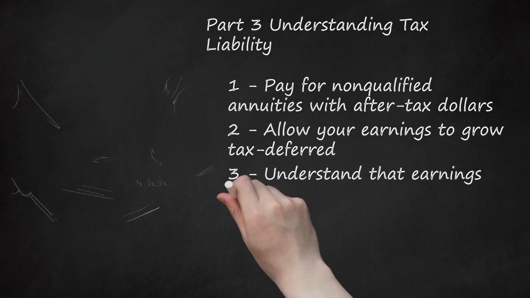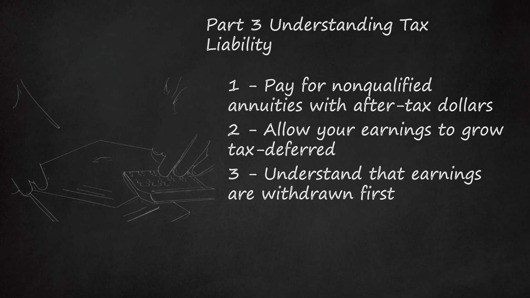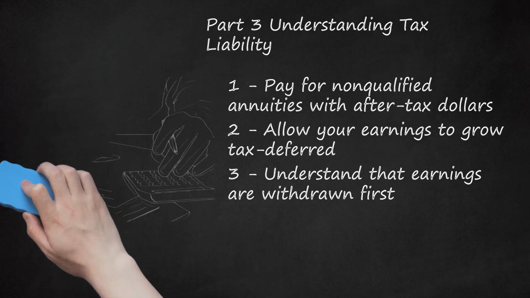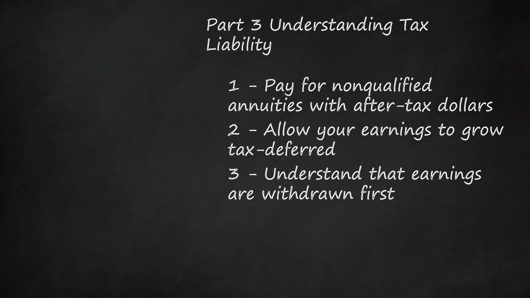3. Understand that earnings are withdrawn first. When you make a withdrawal or a payment is made to you from your annuity, the earnings will be considered to be withdrawn first. This means all withdrawals will be taxable as ordinary income until your account value reaches the amount invested. At that point, the rest of your withdrawals will not be subject to ordinary income tax because that money was already taxed before it was contributed. For example, assume you contribute $50,000 to an annuity and it grows to $150,000 before any withdrawals are made. When withdrawals begin, the first $100,000 distributed will be taxed as income. The final $50,000 distributed will not be taxed as income.